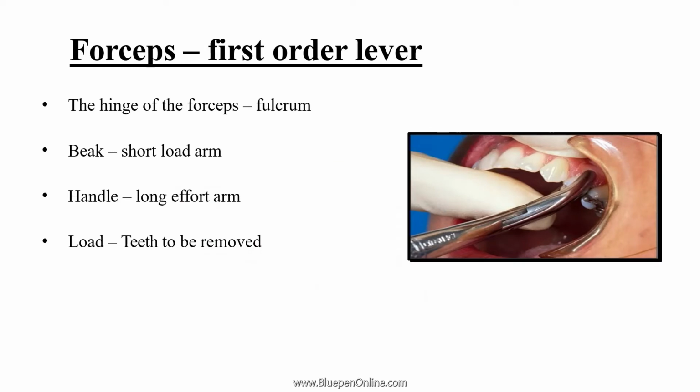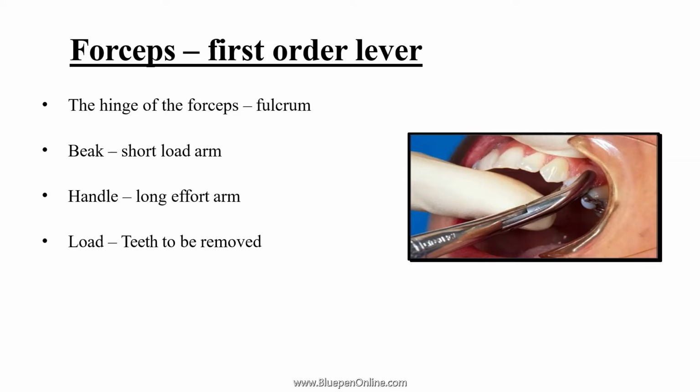Now let's see how this happens for a forceps. Here the hinge of the forceps acts as a fulcrum. The beak is a short arm, the handle is a long effort arm, and the load of course is the tooth to be removed. I hope this is clear. This is the first lever type. This is actually followed by the straight and Coupland elevator.